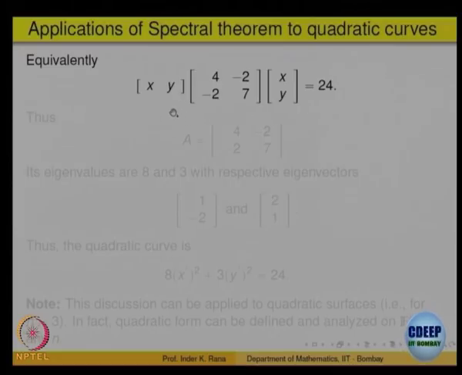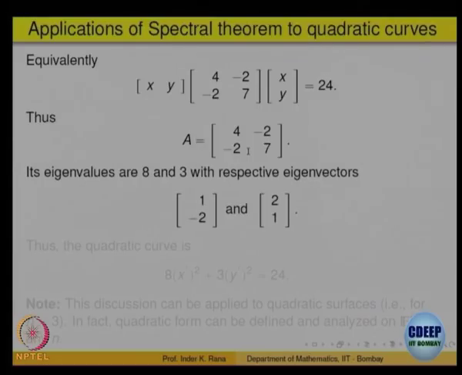So we want (x y) applied to this matrix and (x y) equal to 24. That is the canonical form written as matrix multiplication. So this is the matrix A. We want to find the corresponding matrix P which will diagonalize it. Because it is a real symmetric matrix, an orthogonal matrix will exist. Its eigenvalues are 8 and 3, one can check. I am not doing the computation here, but it is a 2 by 2 quadratic, you can solve it. The eigenvalues are 8 and 3 and these two are the corresponding eigenvectors.